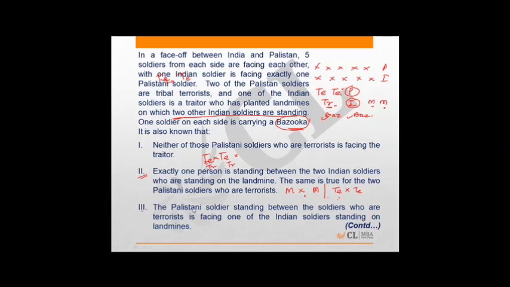Let's look at the third one. The Palestini soldier standing between the soldiers who are terrorists. So we are talking about this person. The Palestini soldier standing between the soldiers who are terrorists is facing one of the Indian soldiers standing on the landmines. So we have terrorist, cross, terrorist. This person is opposite to the Indian soldier standing on the landmine. So we may have such combinations, right? Okay, we will remember this as well.